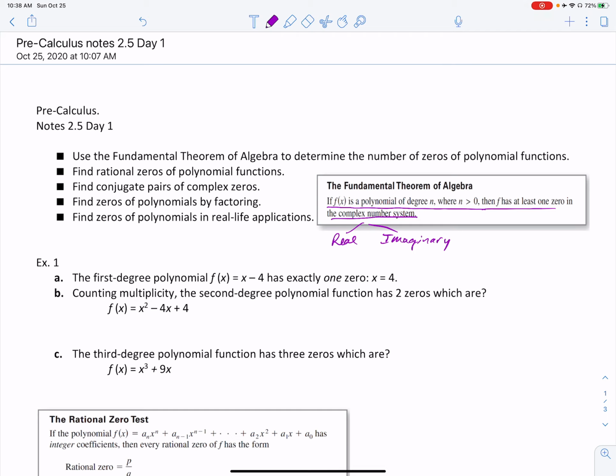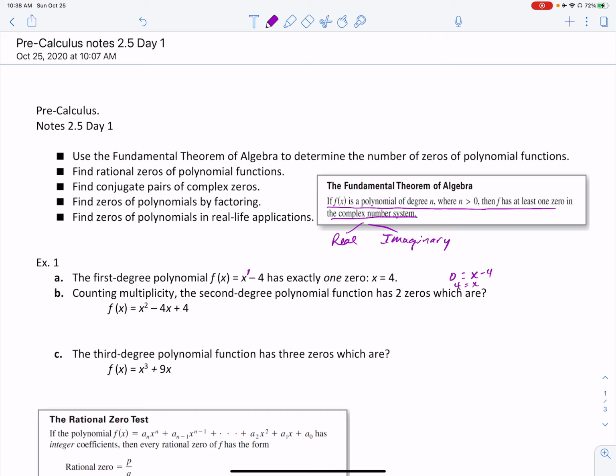So in part A here, example 1, a first degree polynomial f of x equals x minus 4. Well, that exponent right there is to the first. It's x to the first. So that's greater than 0. So we have at least one 0 and the 0 for that, right? 0 equals x minus 4. Solve for it. X is 4. That 0 is 4. So it has exactly one 0.